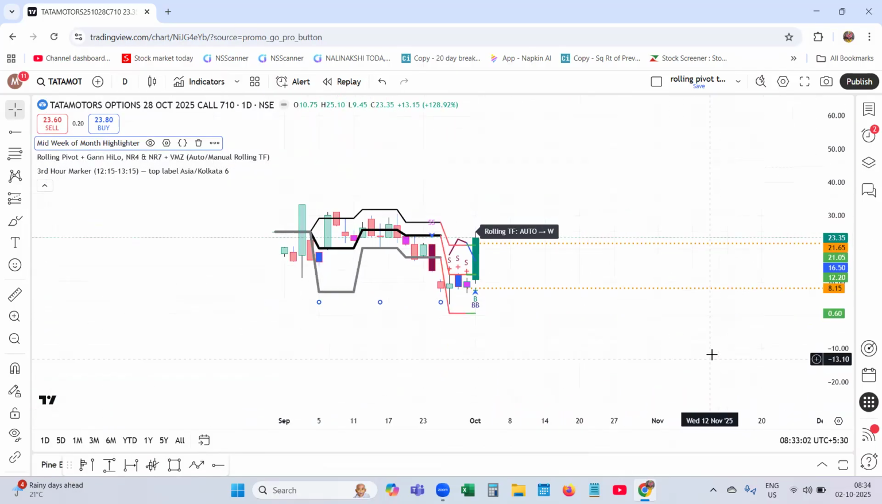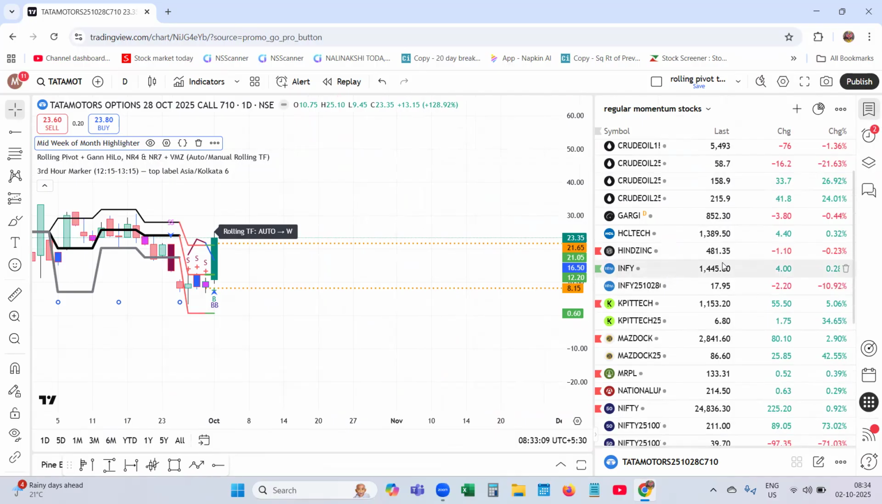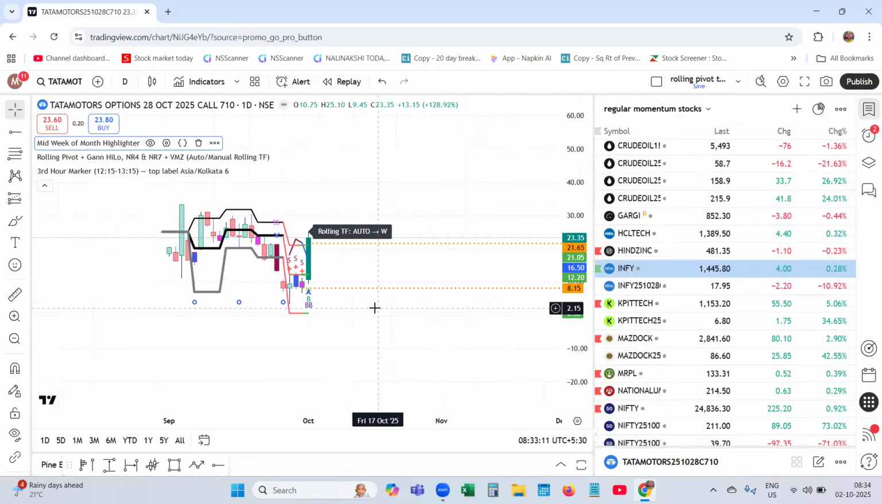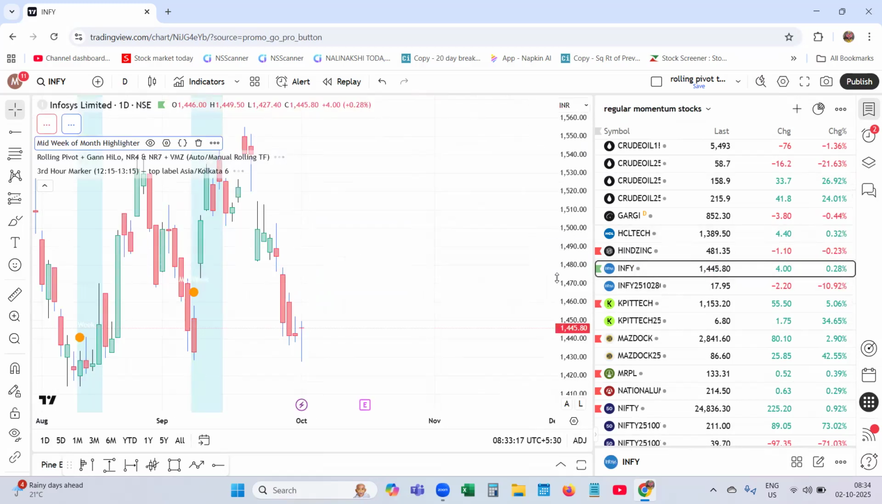If I change the time frame, oh, it's option. Let me go to these stocks. Let me go to the stocks. For example, let me take the Infosys. I'm clicking on the Infosys. Why is it delaying? Yeah.